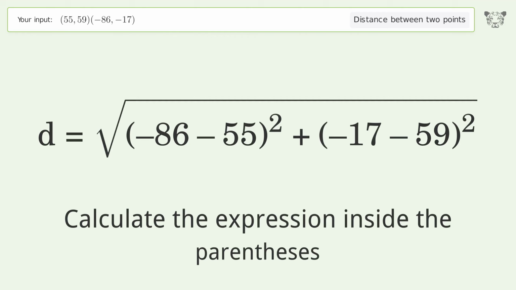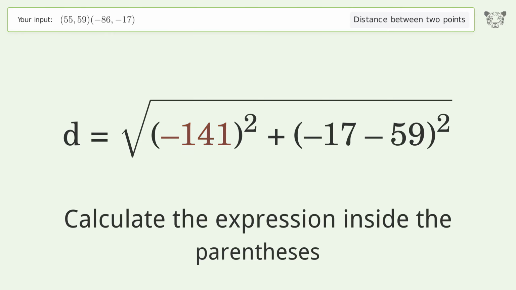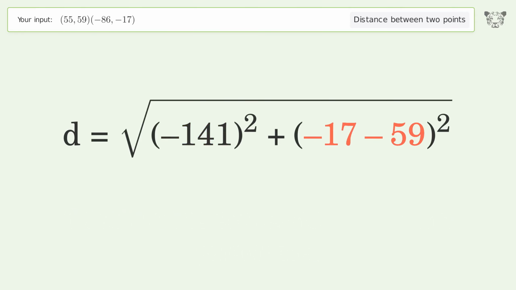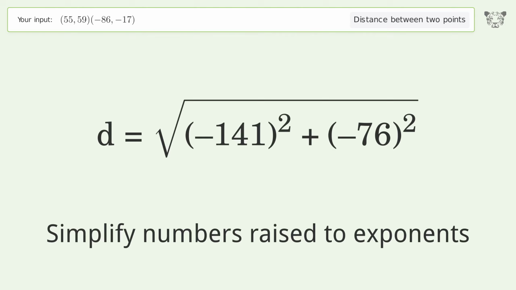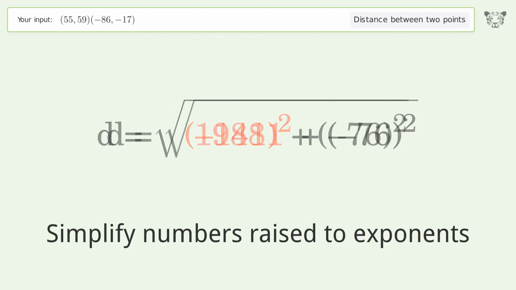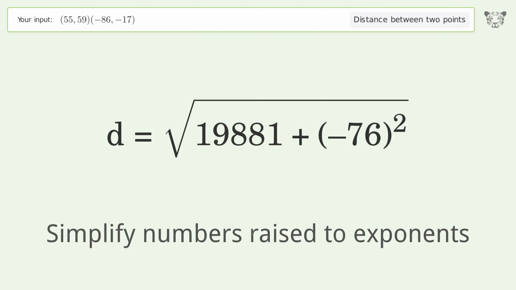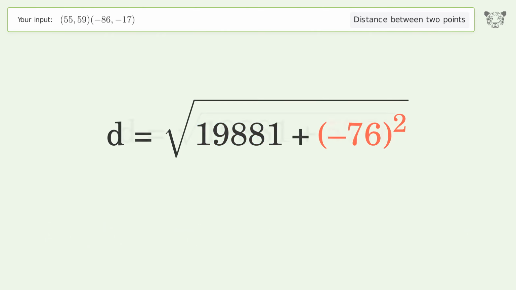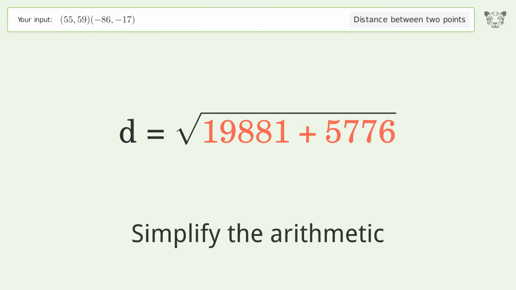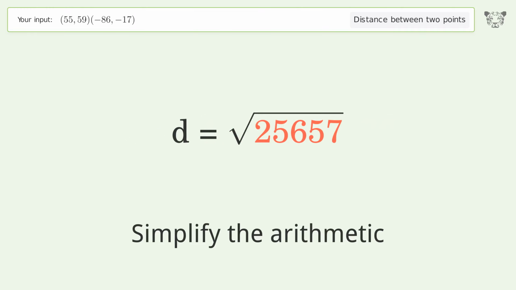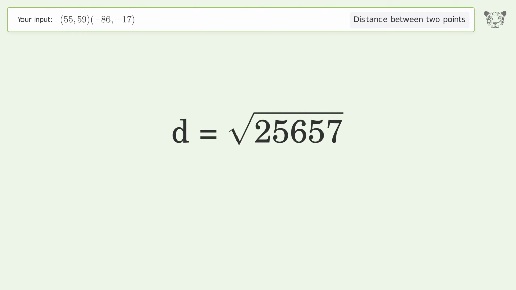Calculate the expression inside the parentheses. Simplify numbers raised to exponents. Simplify the arithmetic. And so the distance between the 2 points is the square root of 25,657 or 160.178.